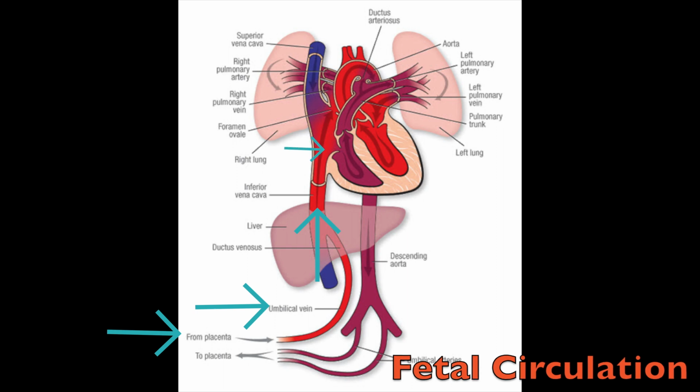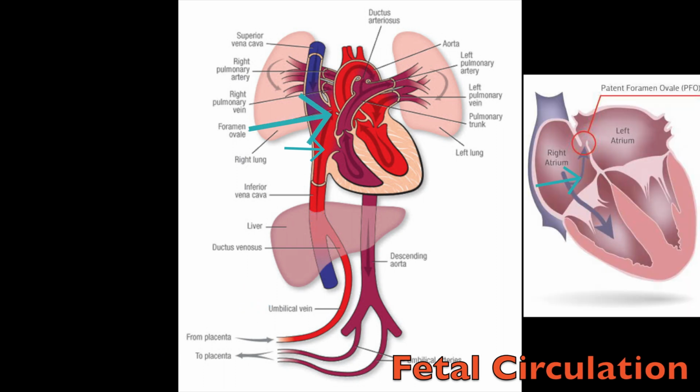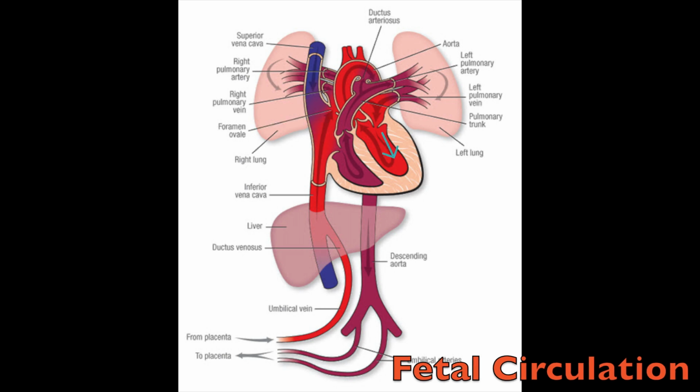The blood needs to bypass the lungs, so there's a shunt system called the foramen ovale, where the blood goes from the right atrium into the left atrium, entering systemic circulation. From there, it goes into the left ventricle. From the left ventricle, it gets pumped through the systemic circulation, perfusing the brain and the rest of the body.